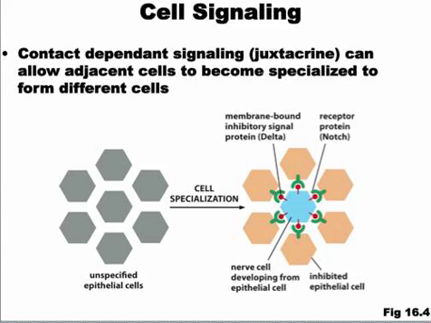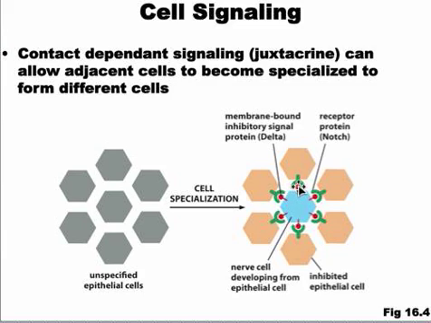Juxtacrine signaling is very important during embryonic development, and one developmental process in particular is that of the fruit fly nervous system. When we look at this figure, we start off with unspecified epithelial cells. But some of these cells are going to become specified, and when they do, they're going to become a neuron, or nerve cell. So this middle cell is going to receive signals that tell it to change into a nerve cell. Once it receives those signals, it's going to start expressing a membrane-bound protein called delta.